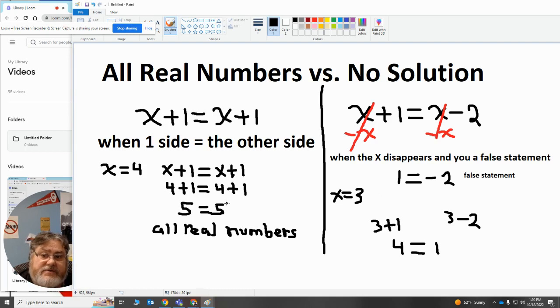So in all real numbers, if one side equals the other side, your answer is all real numbers. If your x disappears and you're left with a false statement, you have no solution.